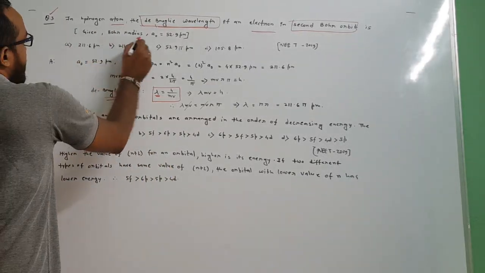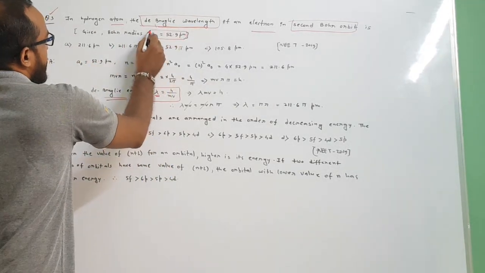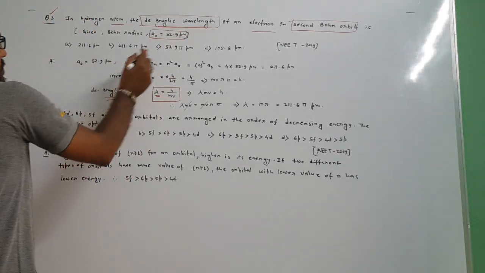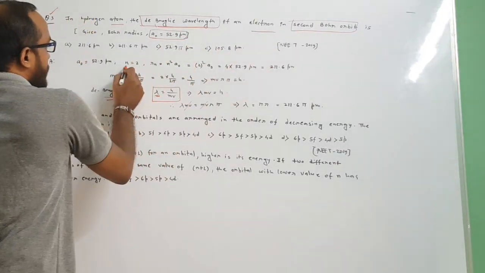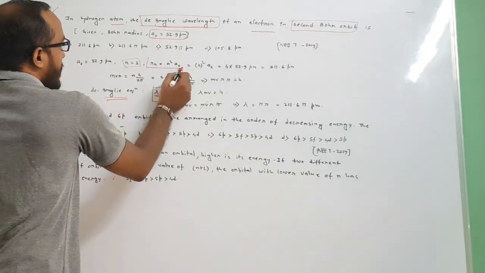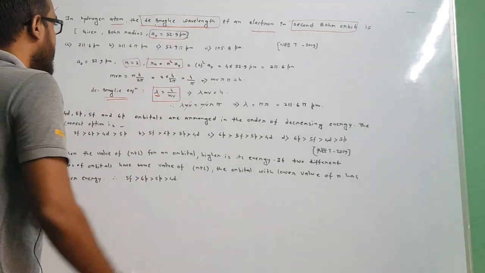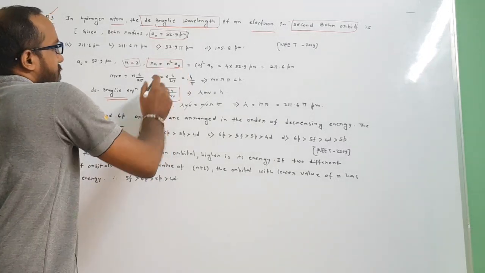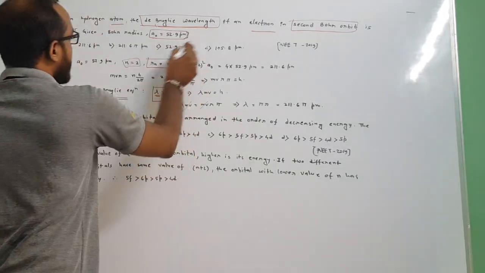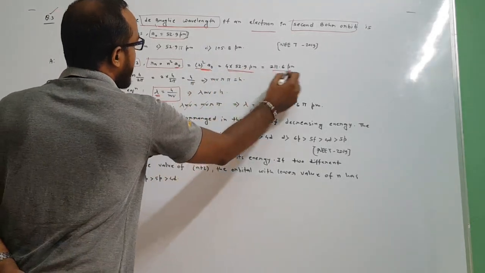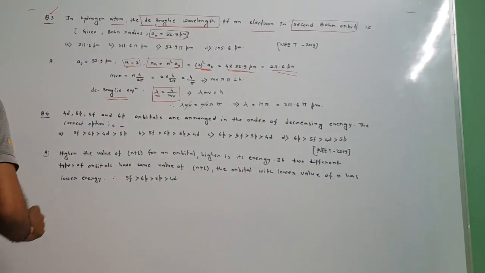Now it is given that Bohr radius A0 is 52.9 picometer. Now see, it is in the second Bohr orbit, so n equals 2, and we know the formula for the nth Bohr orbit radius, Rn, is n square into A0. So n equals 2, so 2 square into A0, so 4 into 52.9, that is 211.6 picometer.